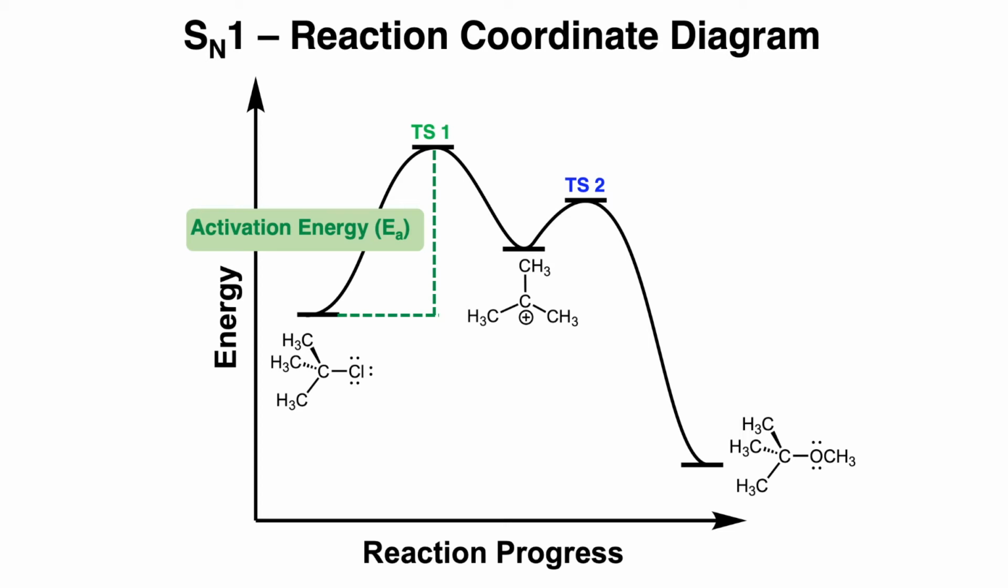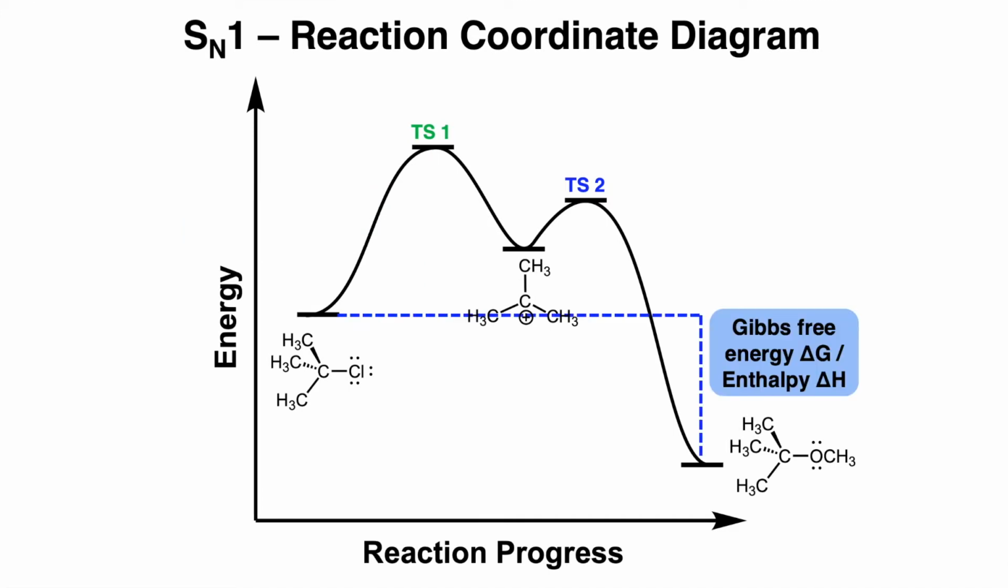Then, from the first TS, the reaction goes to form the carbocation intermediate. And then the nucleophile attacks as the reaction goes back up to TS2 and then goes back down to form the new product. The amount of energy between reactants and products is the Gibbs free energy delta G or enthalpy delta H, depending on what type of energy values you're analyzing.